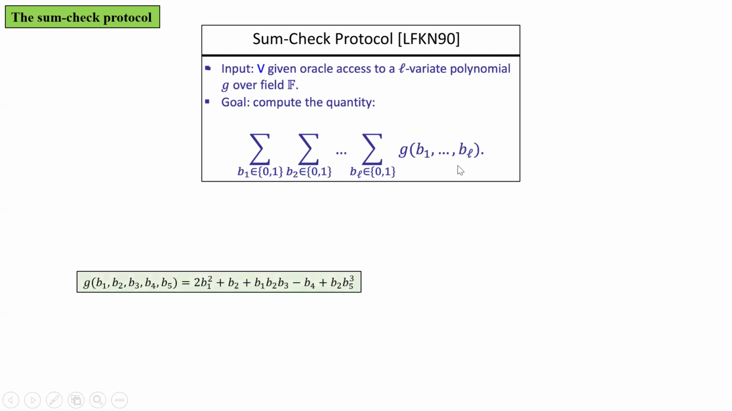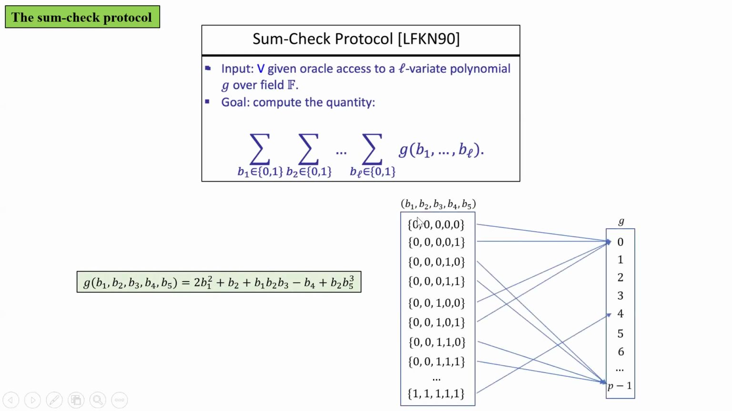For instance, suppose we define the function g(b1 to b5) as 2 b1 to the power of 2 plus b2 plus b1 b2 b3 minus b4 plus b2 b5 to the power of 3. So this function has a different evaluation for all possible combinations of 0 and 1 for the variables b1 to b5.